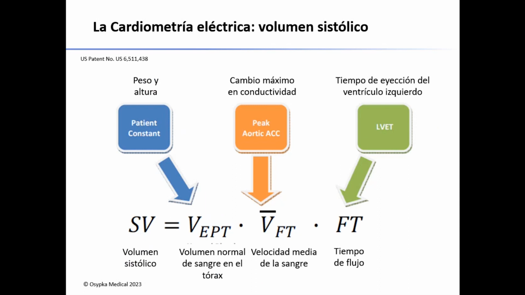How is stroke volume calculated? Well, relatively straightforward. Stroke volume is a patient constant, which is determined by height and weight of the patient. It then requires a mean velocity during flow time, FT stands for flow time, which we derive from the impedance waveform. And then we need the actual flow time, which more or less equates left ventricular ejection time. So a constant times mean velocity times flow time equals stroke volume.